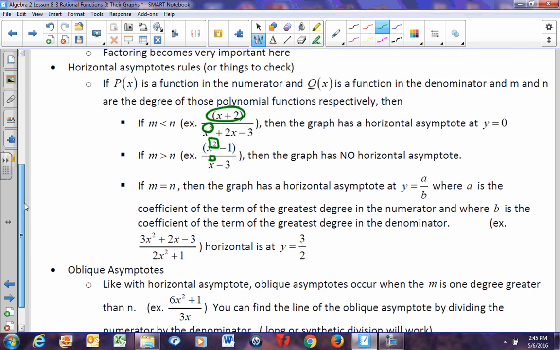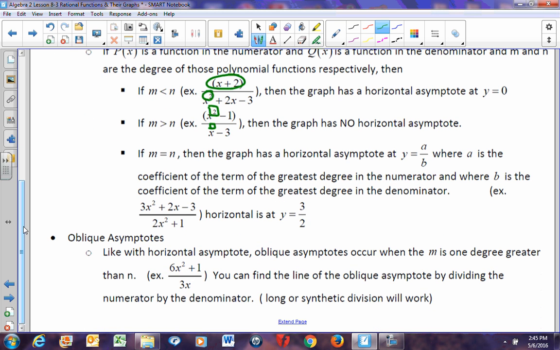Last but not least, if m equals n, then the graph has a horizontal asymptote at y equals a over b, where a is the coefficient of the greatest degree in the numerator, and b is the coefficient of the term of the greatest degree in the denominator, which is why you always want to put things in standard form. If you put them in standard form, then the terms are in descending order of degree. So this would be my a, this would be my b, so my horizontal asymptote would be y equals 3/2.